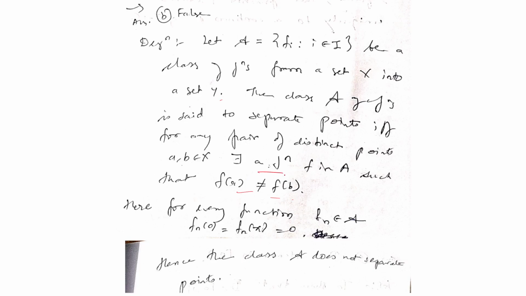Okay. So here we are saying there exists a function, but in our question, for every function f_n belongs to A, f_n(0) is equal to f_n(π) is equal to 0. Hence the class A does not separate points. Fine. So your explanation is correct. Is it clear? Shall we move to the next question?